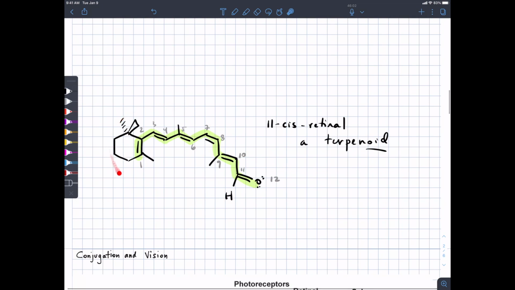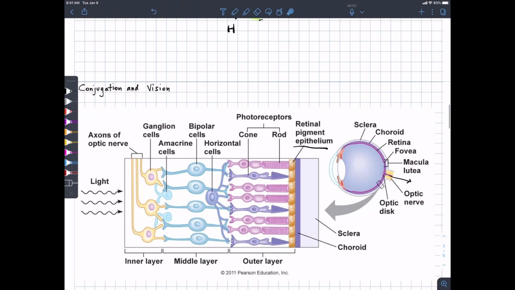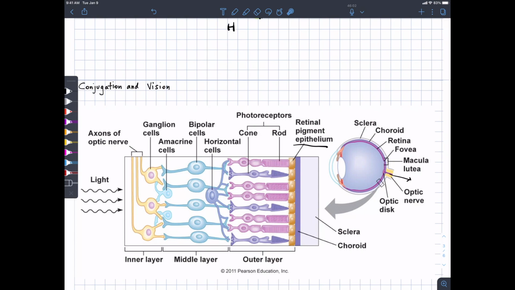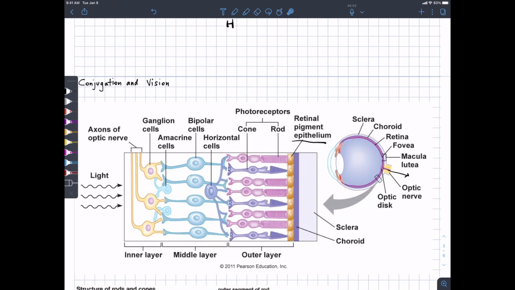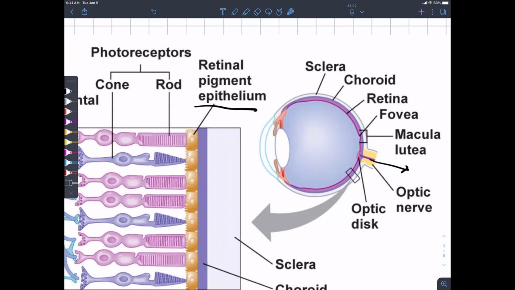So this molecule is conjugated to a protein called rhodopsin, which is essential for vision. So here is a brief summary of vision from, looks like Pearson Education. I would have thought I had lifted it from Wikipedia. In any case, here's your eye. This is not an anatomy class, so I don't know. You guys know more about this than me.